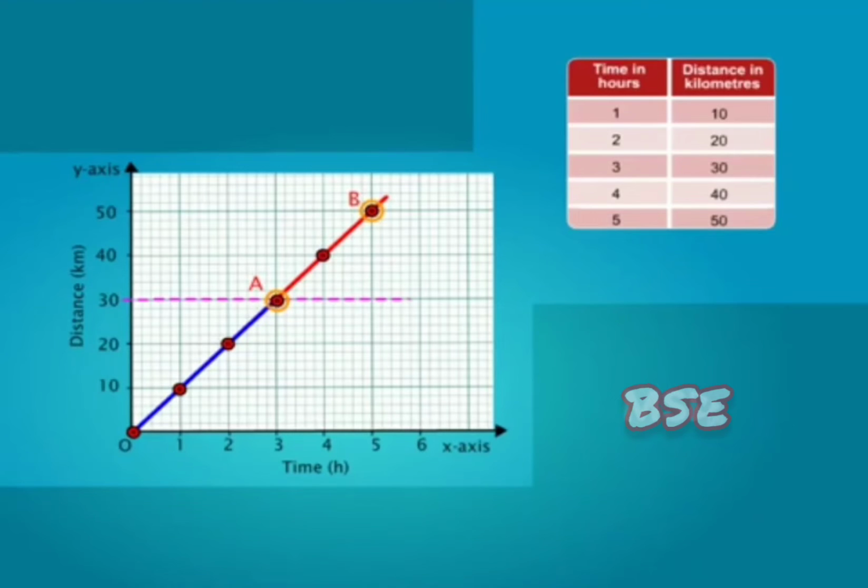If you draw lines parallel to the x-axis from point A and lines parallel to the y-axis from point B, the two sets of lines will intersect each other at C to form the triangle ABC. The side AC depicts the time interval T2 minus T1. And the side BC depicts the distance S2 minus S1.